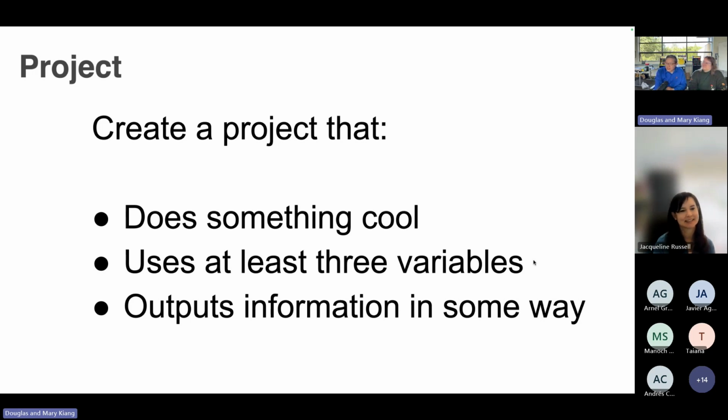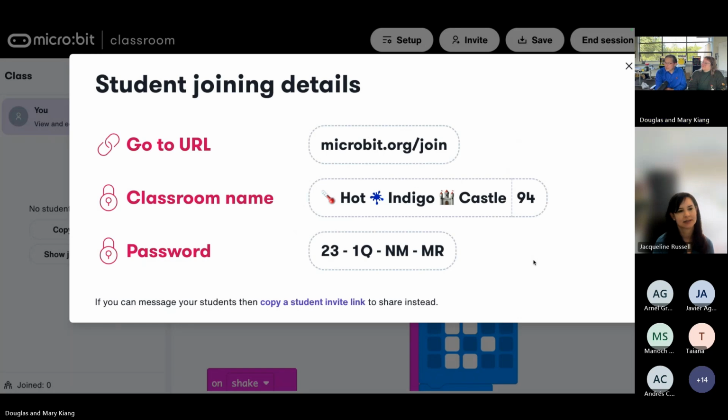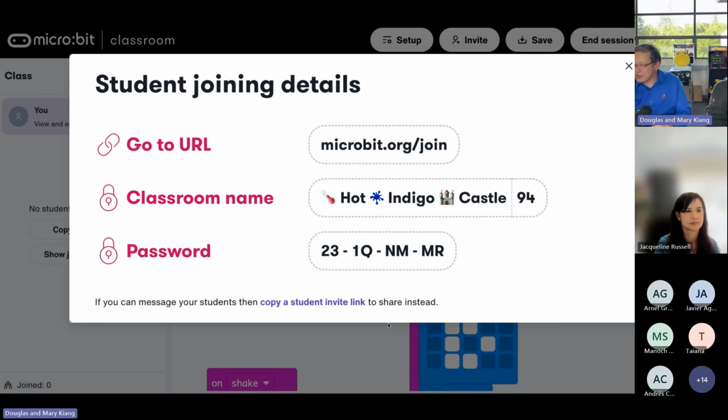Scorekeeper. And so what I've just done is I've created a session in Microbit Classroom. And so if you go to microbit.org/join, the name of the classroom is Hot Indigo Castle 94, and that's the password. And so if you go to this now, you can join this classroom.